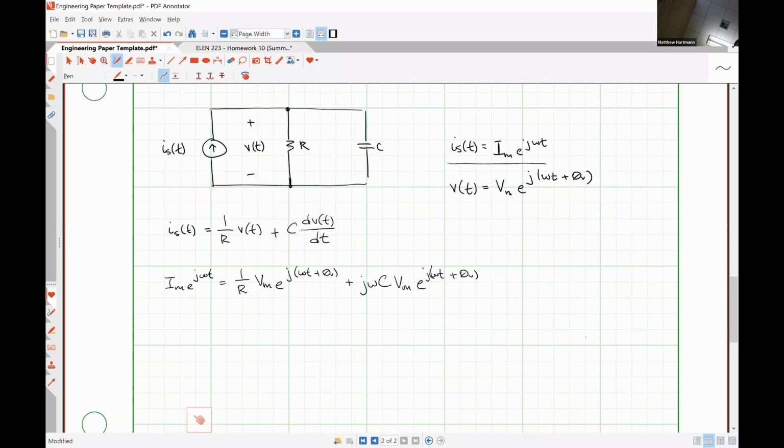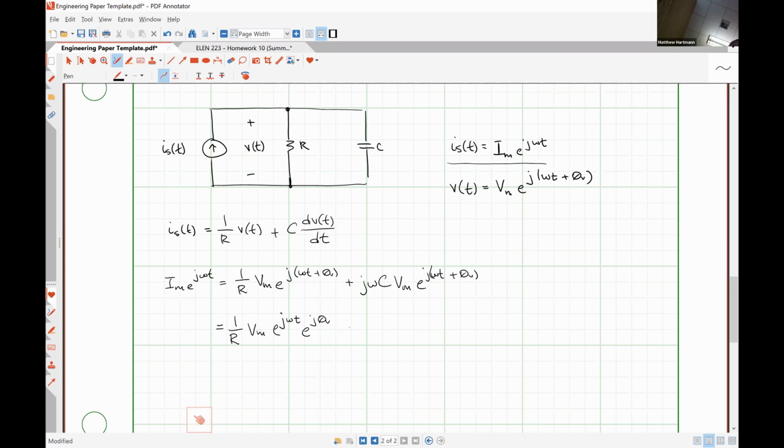Alrighty, so the next thing that I'm going to do is slightly re-express my exponential functions. So I can say that e to the j omega t plus theta v is the same as e to the j omega t multiplied by e to the j theta v. Is everyone okay with that operation, or do you need an explanation? Looks good. Yeah, so when I multiply those two exponential functions together, I can simply add their arguments.